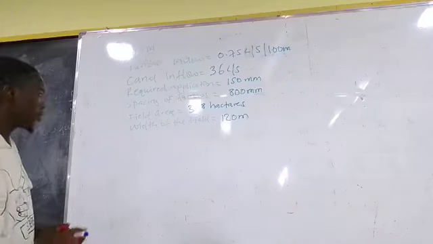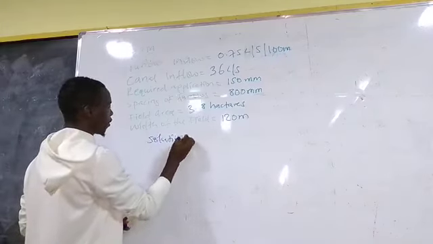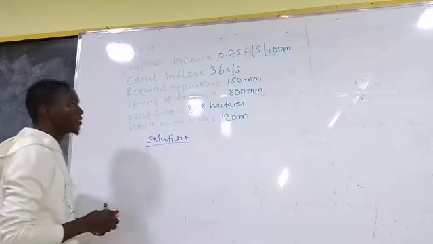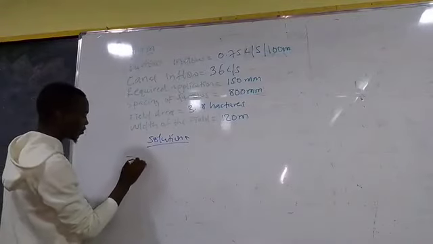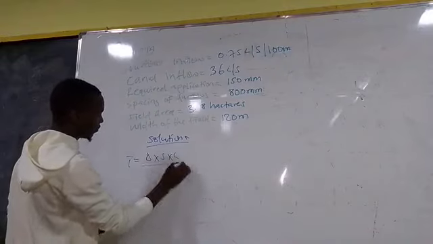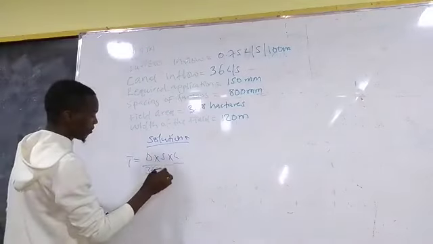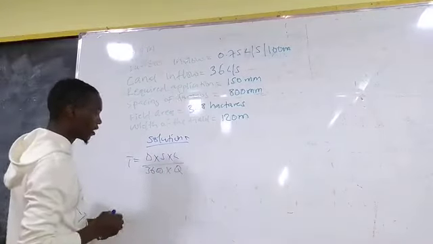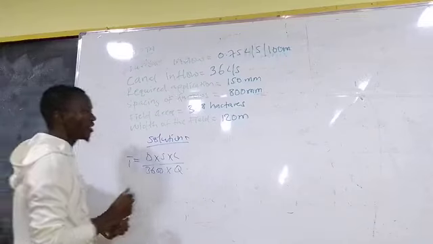So we are going to have our calculations here, which will be our solutions. Right? So the first thing that we're going to do is find the time. So time is equal to D times S times L, divided by Q.